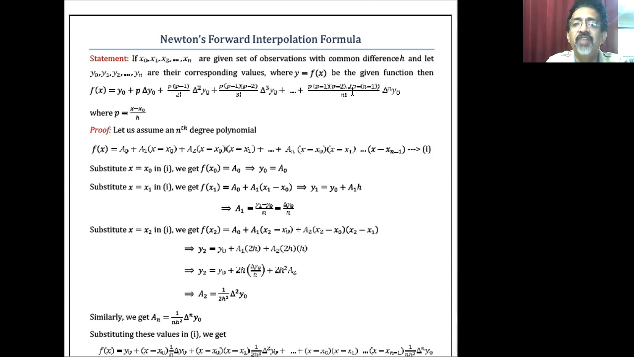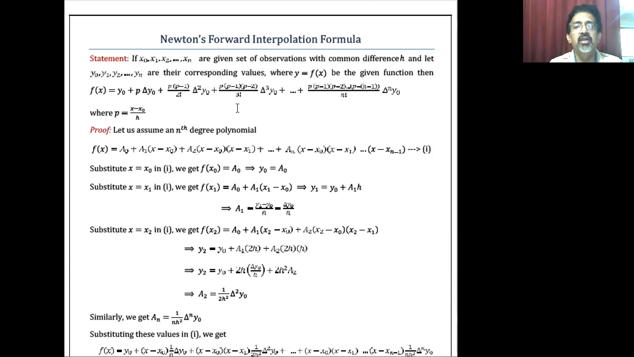If I simplify this bracket, I can write this as p minus n plus 1 divided by n factorial into del raised to n of y naught, where p is what? It is x minus x naught by h. So x naught is what? X naught is the first value of x in the table, and x is what? It is the point at which you are required to find the value of the function, right? So for that you are required to use this formula.